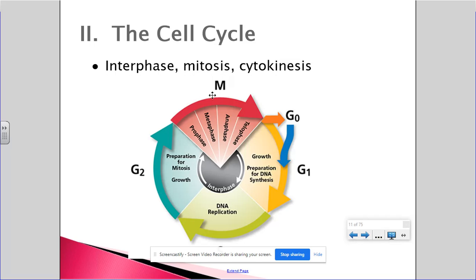The M phase, this is mitosis. This is when the nucleus will divide to make two identical copies. This consists of prophase, metaphase, anaphase, and telophase. At the end of mitosis, we'll also have cytokinesis. This is when the cell itself divides to form two new cells. So if the cell were to go through mitosis but not cytokinesis, we would have a cell with multiple nuclei. This is actually what your muscle cells look like.